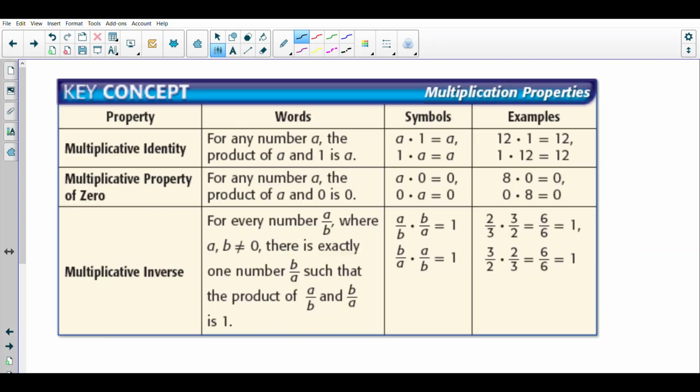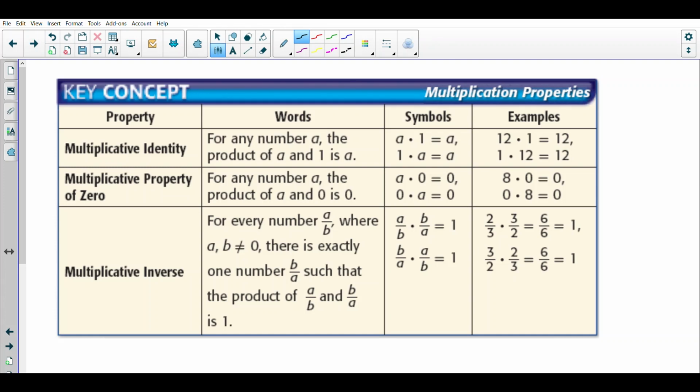Okay. The next one deals with multiplication. We have the multiplicative, that's a tough word to say, the multiplicative identity, the multiplicative property of 0, and the multiplicative inverse. So the identity one is anything times 1 is itself. And again, this is something you know from your times tables. 9 times 1 is 9. 12 times 1 is 12.